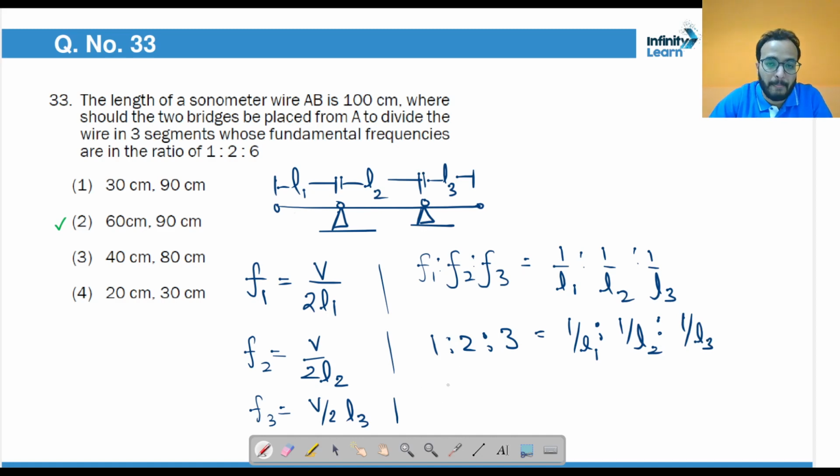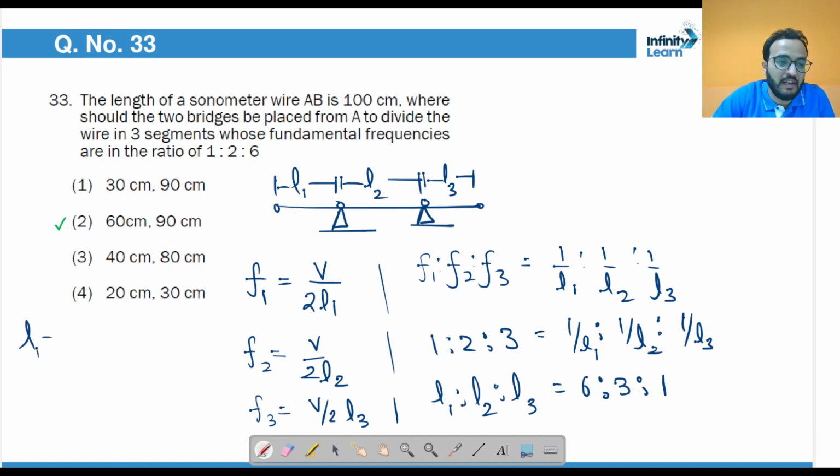So we can say L1 is to L2 is to L3 will be 6 is to 3 is to 2. What is L1? L1 will be 6 upon 10 into 100, and L2 is 3 upon 10 into 100. So this is 60 centimeter and this is 30 centimeter.